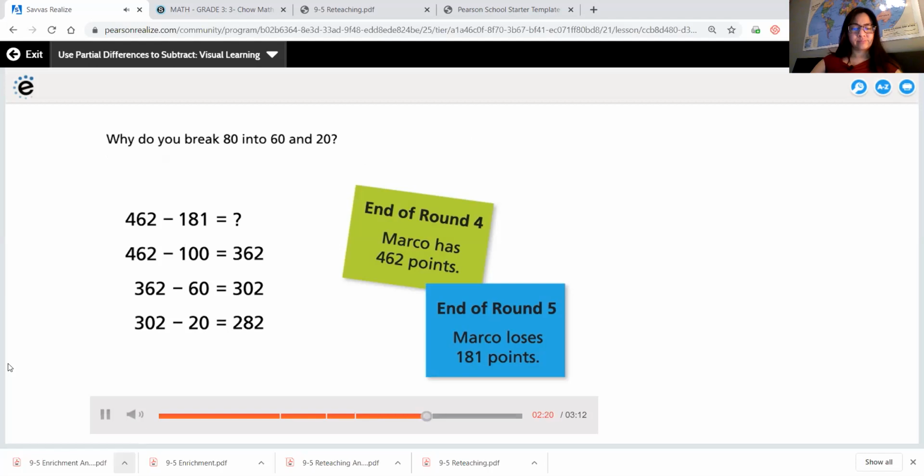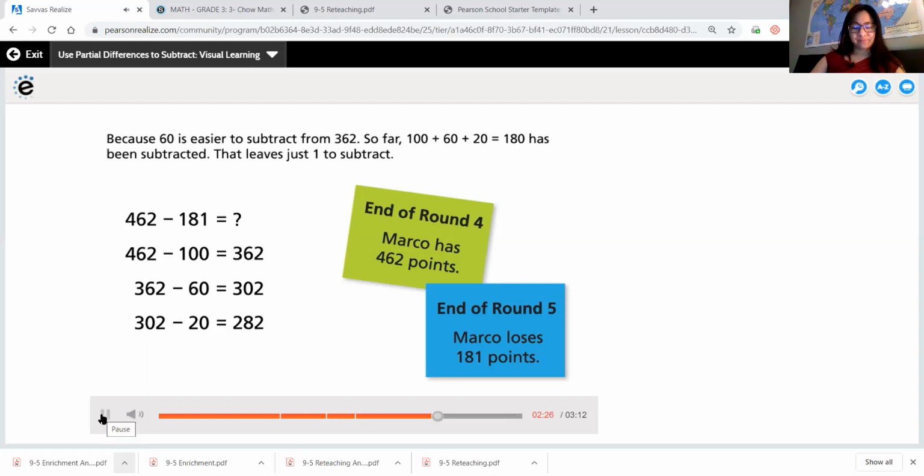Why do you break 80 into 60 and 20? What do you think? Because 60 is easier to subtract from 362. So far, 100 plus 60 plus 20 equals 180 has been subtracted. That leaves just 1 to subtract.